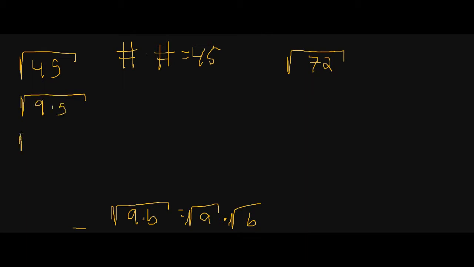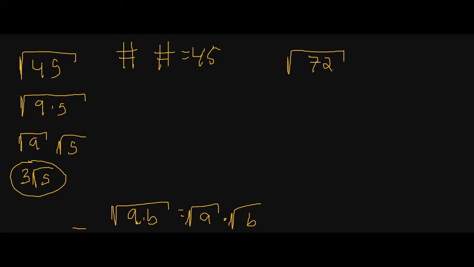Now we can break this up as the square root of 9 times the square root of 5 using this conjecture here. The a is the 9, the b is the 5, and then we just break it up as the square root of a times the square root of b. Well, what is the square root of 9? That's just 3, and then we just have the square root of 5. And this is our simplest radical. We were able to reduce this down to its simplest form.